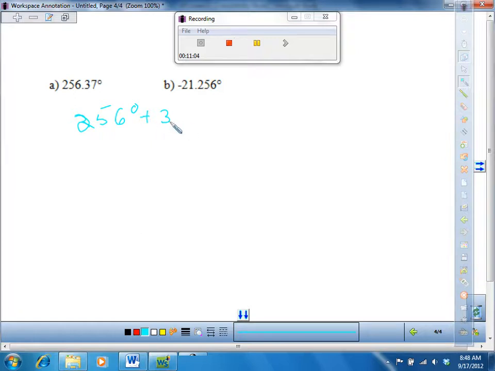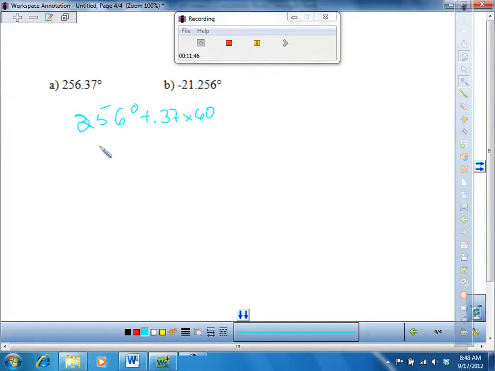I have to remember this. You multiply by 60, right? So it's 0.37 times 60 minutes. But if you do that, you get a remainder, okay? So 0.37 times 60, you get, does someone have a calculator? Yeah, because it's 256 degrees plus some amount of minutes. So take 0.37 and multiply by 60. What do you get? 22.2.